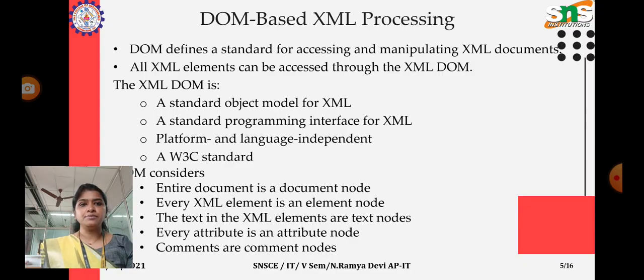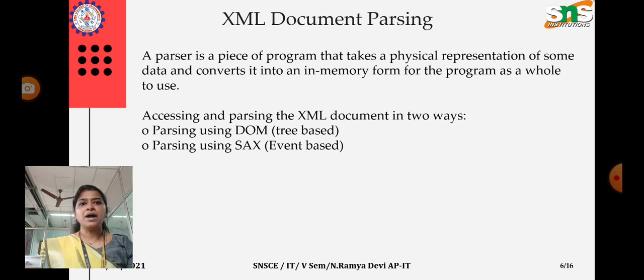Every XML element is an element node. The text in the XML elements are text nodes. Every attribute is an attribute node, and comments are comment nodes. A parser is a piece of program that takes a physical representation of some data and converts it into an in-memory form for the program as a whole to use.